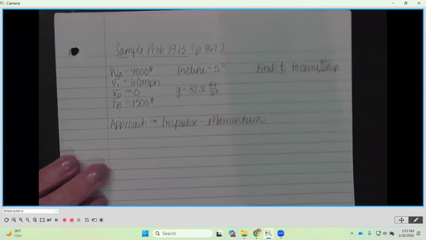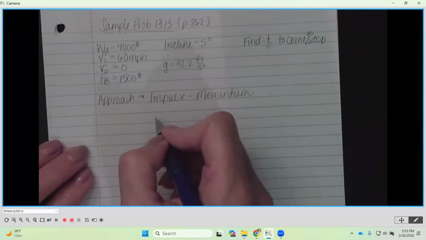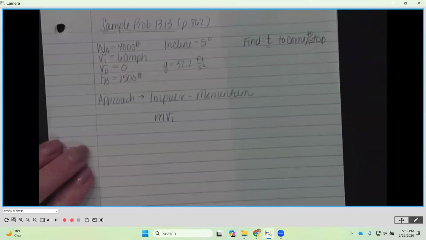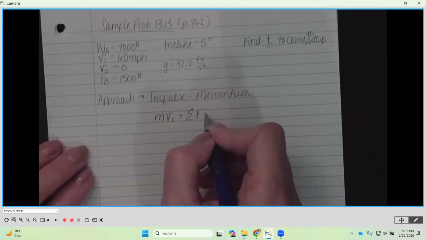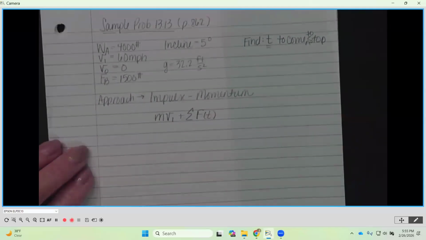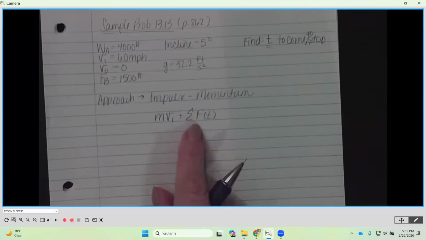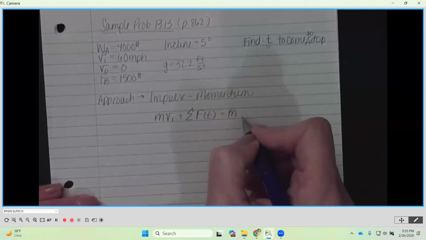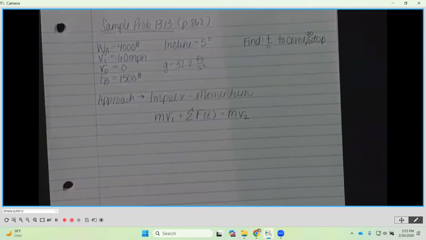Since that is our approach, that means that we are going to have m times v1 plus the summation of force times time. So initial momentum, mass times velocity 1, plus the summation of the impulses, or the force times the times, is going to be equal to the momentum after, so m times v2.